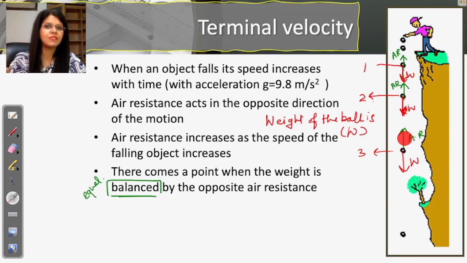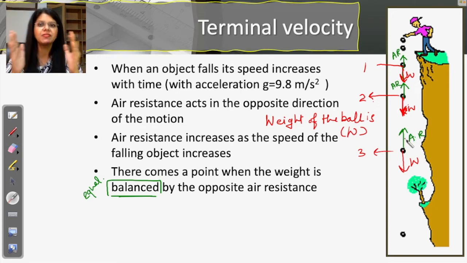When you study the force chapter, you'll understand how to draw force. Forces are depicted as arrows. The length of the arrow represents the magnitude of the force. So here I am drawing both the arrows of the same size. Why? Because now the air resistance has increased so much that it has become equal to the weight. Why has the air resistance increased? Because as this object was falling, it was gaining speed. And we know that air resistance increases as the speed of the falling object is increasing. As the object is falling, the air resistance is increasing in the backward direction. The weight is constant everywhere. Ultimately, at point 3, air resistance and the weight has become equal.